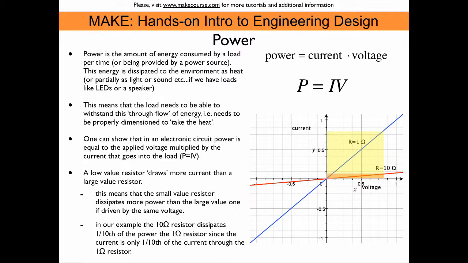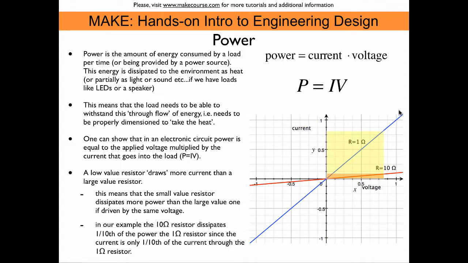One can show that in an electronic circuit, power is just the current multiplied with the voltage. So we have P equals I times V. So in this graph here, we see the current voltage curves of two resistors, like we saw it earlier.